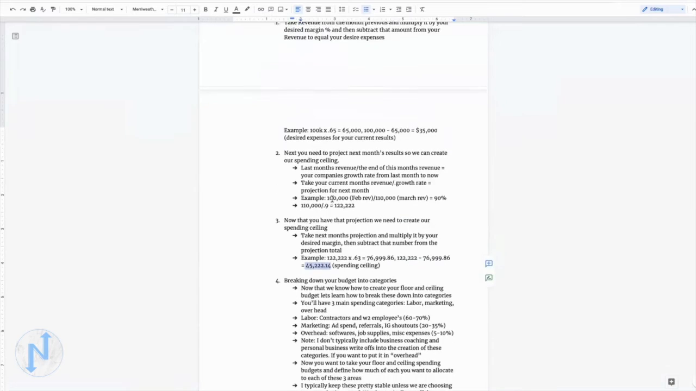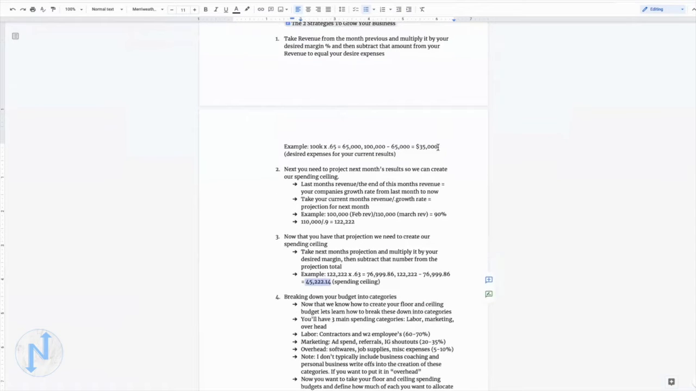Okay. So in this whole example, this is your floor for your expenses. This is your ceiling for your expenses. So at the end of the month, you want to be in between that range. You don't want to be above 45,000. You don't want to be below 35,000. That is how much you want to spend.